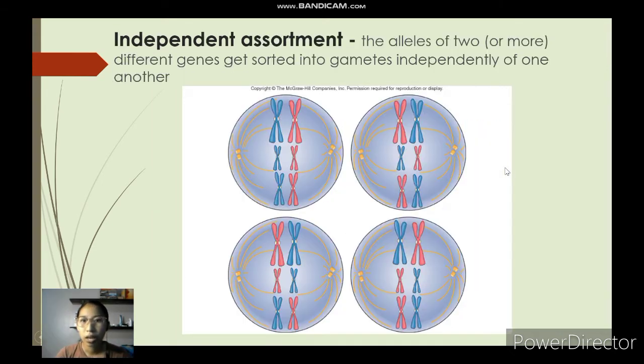And then, another is independent assortment. So, crossing over and independent assortment are the cause why the daughter cells are non-identical to the parent cell, because many genetic materials get combined that are already different from your original parent cell. That is also the reason.